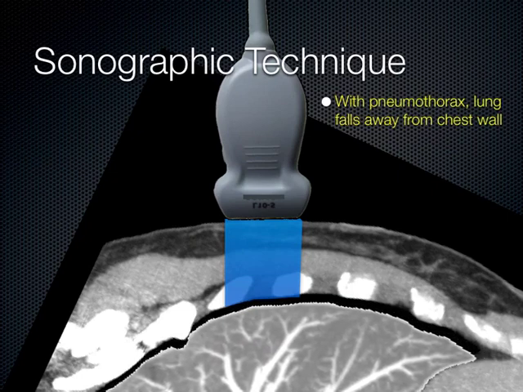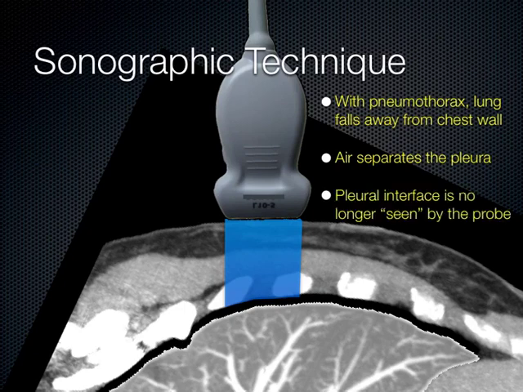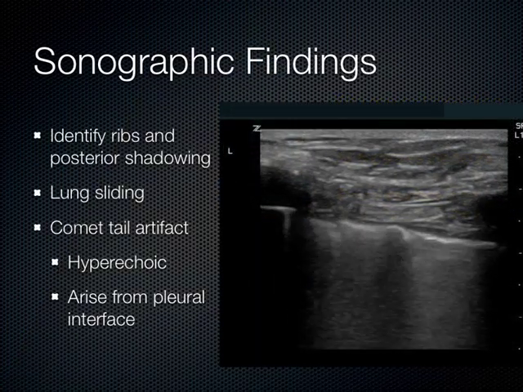Everybody appreciate that? Why it would be hard to see and you wouldn't see the sliding. Okay, some examples. This patient is breathing. You can see a rib shadow on either side. You can see the pleural line and you see some probably normal B lines, just very faint ones. But you can appreciate that there's movement at that interface.